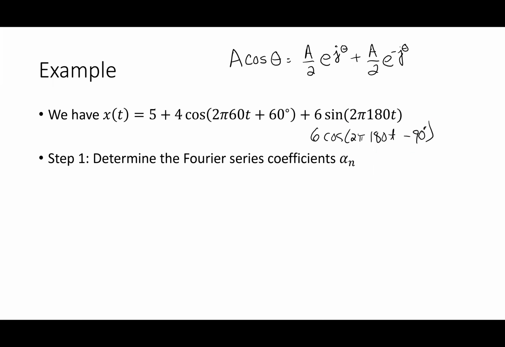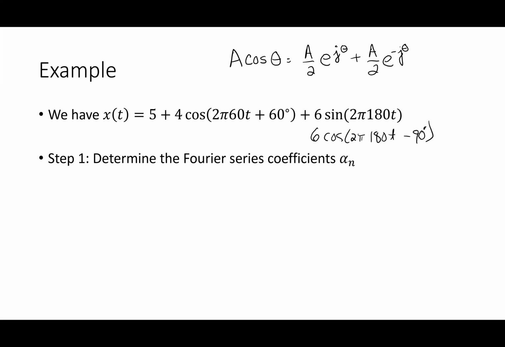All right, so let's look at the same example that we looked at in class. Let's look at this a little bit more slowly again. Step one: let's determine the Fourier series coefficients alpha n. In this case, I've been given the waveform, so I don't need to determine the alpha n's by doing calculus. I can just look at the waveform and manipulate it.